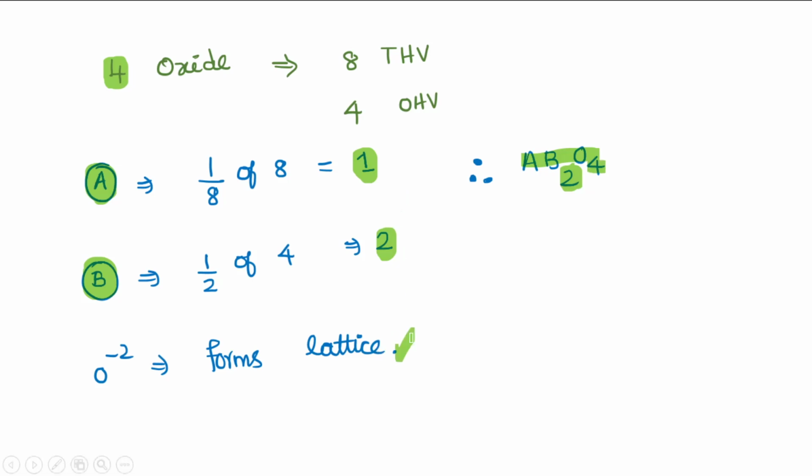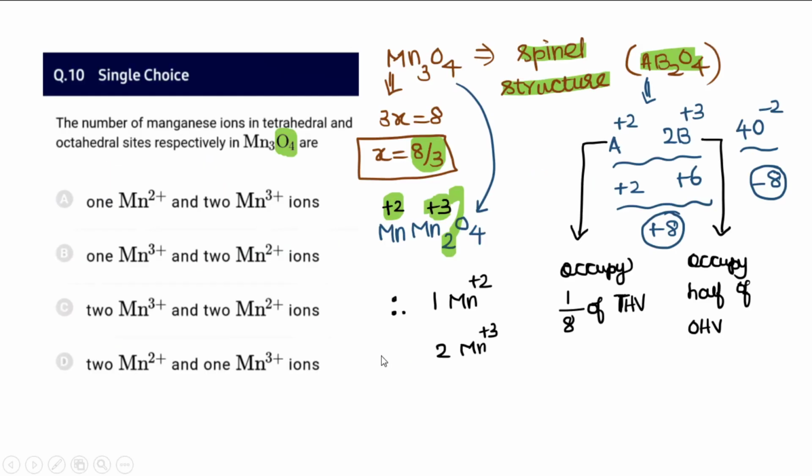Okay, this forms a lattice, and A2+ and B3+ are going to occupy the vacant sites. So we can understand there is one Mn with plus 2 state and 2 Mn with plus 3 oxidation state. So therefore 1 Mn2+ and then 2 Mn3+. So the option that is matching exactly here is option A. It can also be written as MnO·Mn2O3. That is another way of writing it, because it is a mixed oxide. So MnO·Mn2O3 is the other way of representing that.